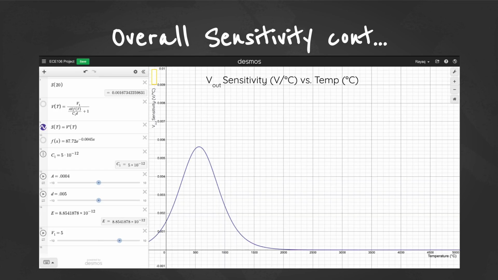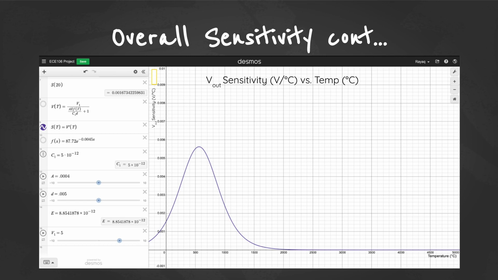Now this is a graph of sensitivity for V out compared to temperature. Note that the domain for V out in this graph is from negative 300 degrees Celsius all the way until 5000 degrees Celsius. In reality, we have not exceeded the upper bound of temperature, but we have exceeded the lower bound, since the lower bound of temperature is negative 273.15 degrees Celsius. However, for the sake of this graph, we are going to neglect this small detail.